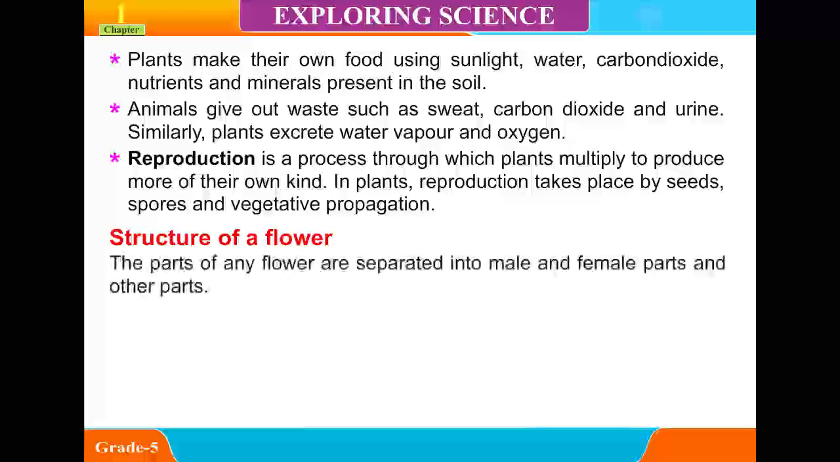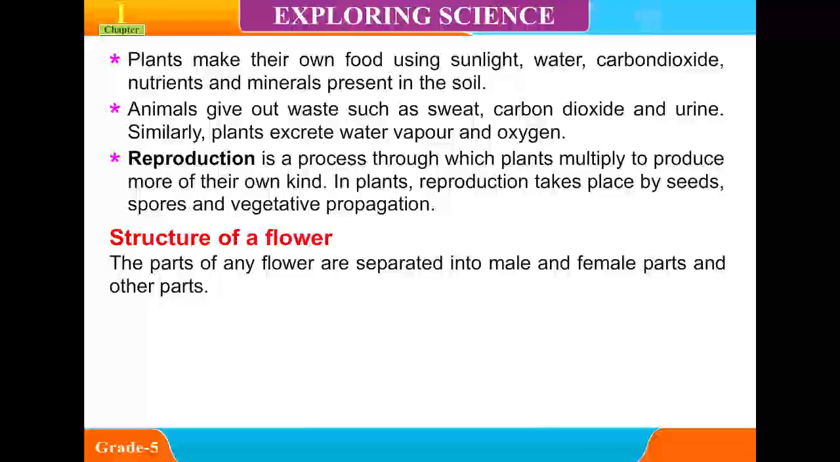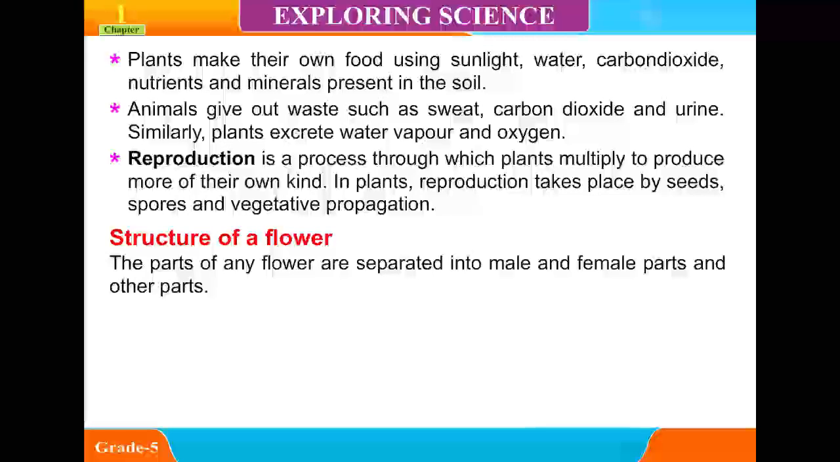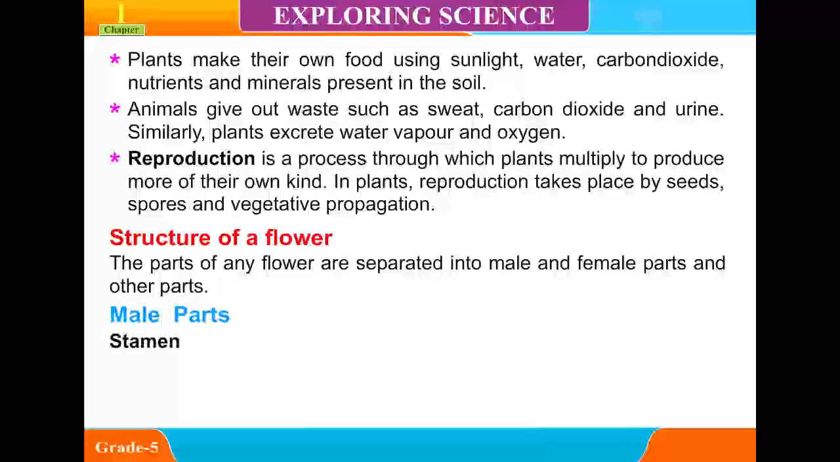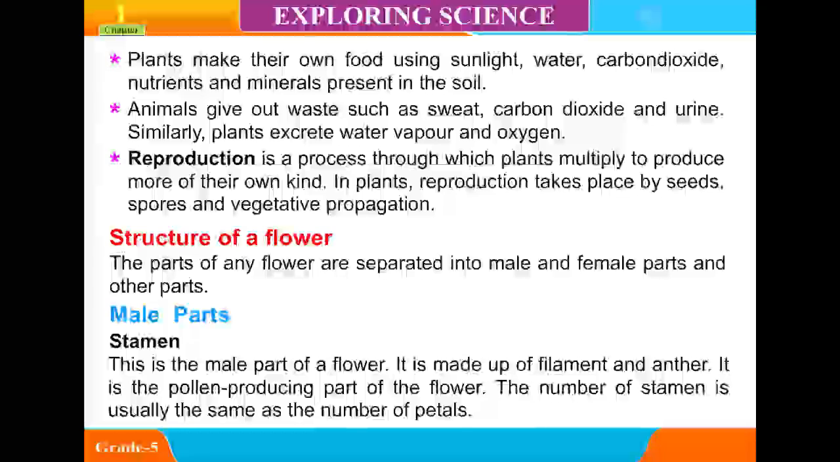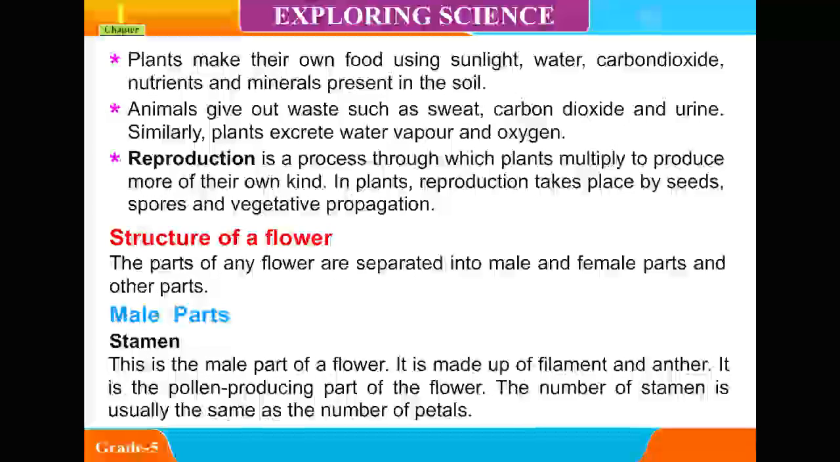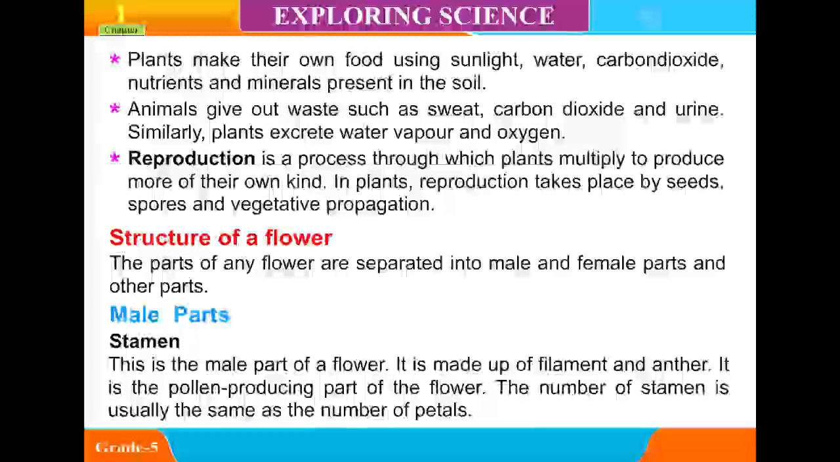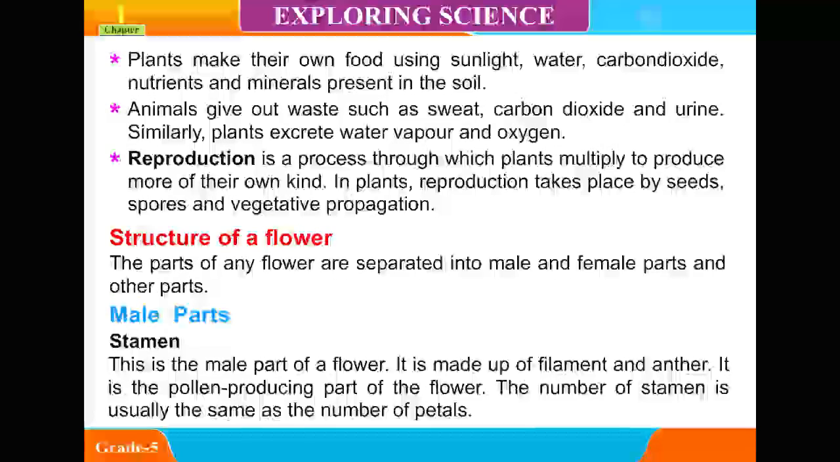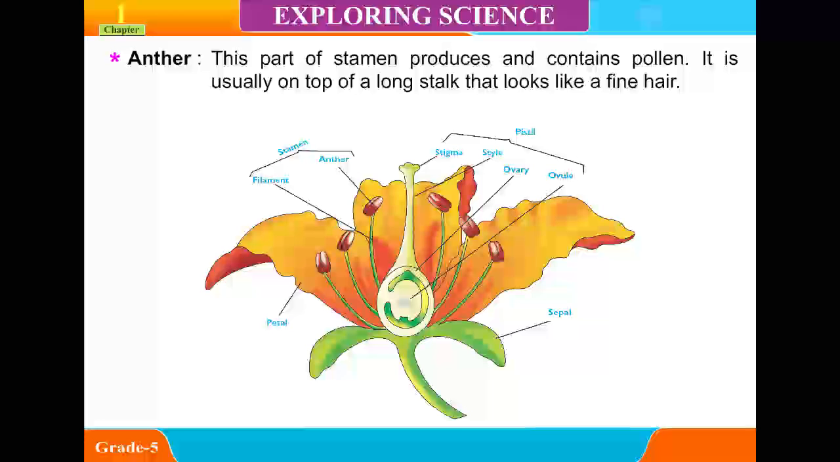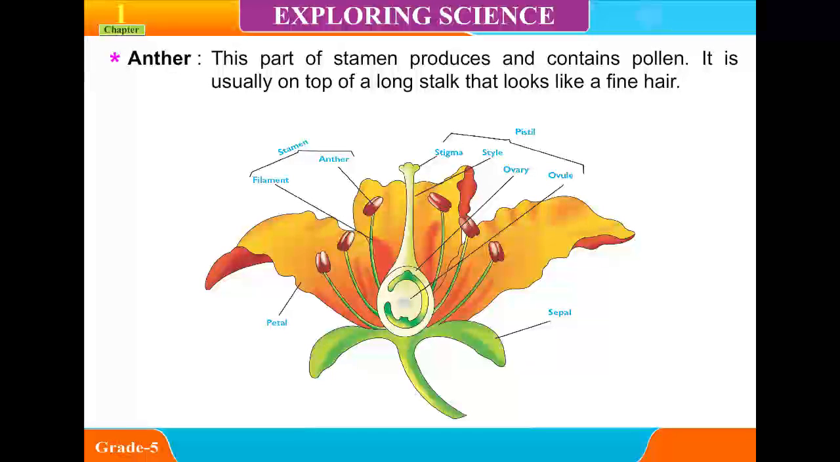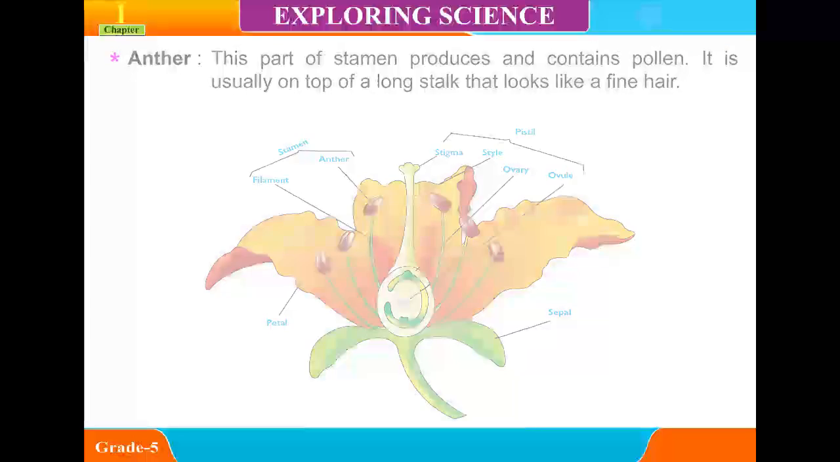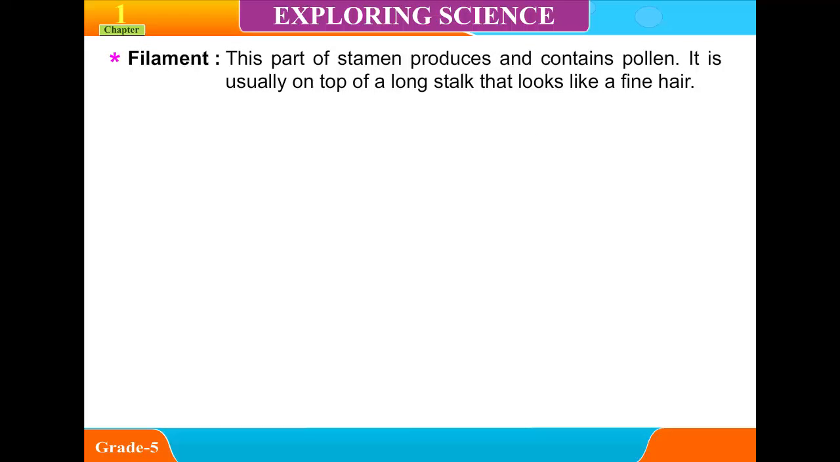Structure of a flower. The parts of any flower are separated into male and female parts and other parts. Male part: Stamen. This is the main part of a flower. It is made up of filament and anther. It is the pollen-producing part of the flower. The number of stamens is usually the same as the number of petals. Anther: this part of stamen produces and contains pollen. It is usually on top of a long stalk that looks like a fine hair. Filament: this is the fine hair-like stalk that holds the anther.